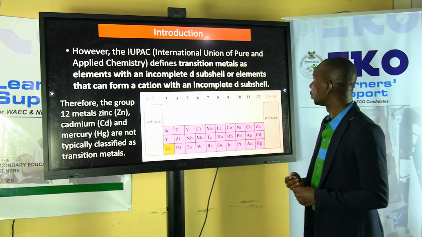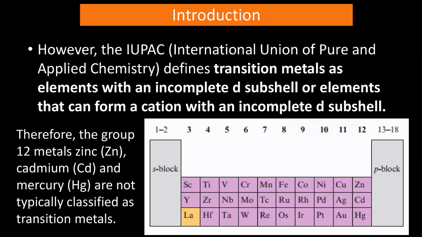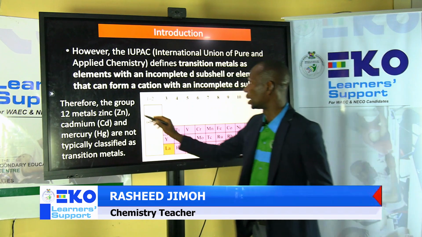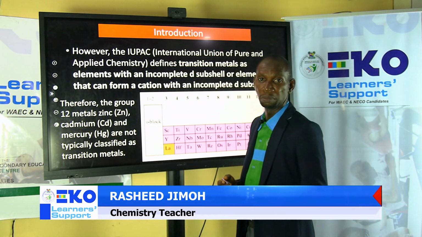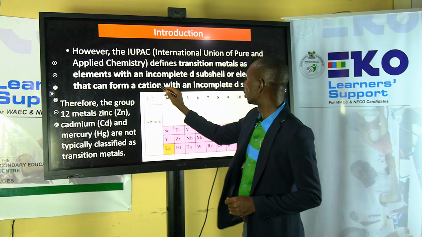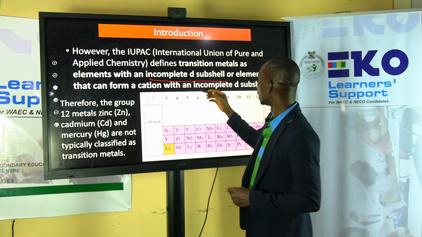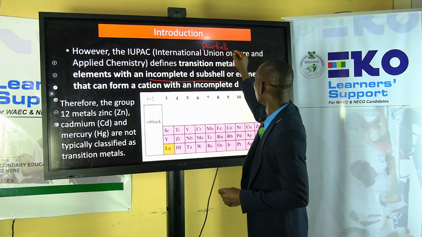Now, the IUPAC defines transition metals as elements with an incomplete D subshell, or elements that can form a cation with an incomplete D subshell. Now, the emphasis here is that before you can call an element a transition metal, it must have incomplete D orbitals. Or you can describe it as having partially filled D orbitals.